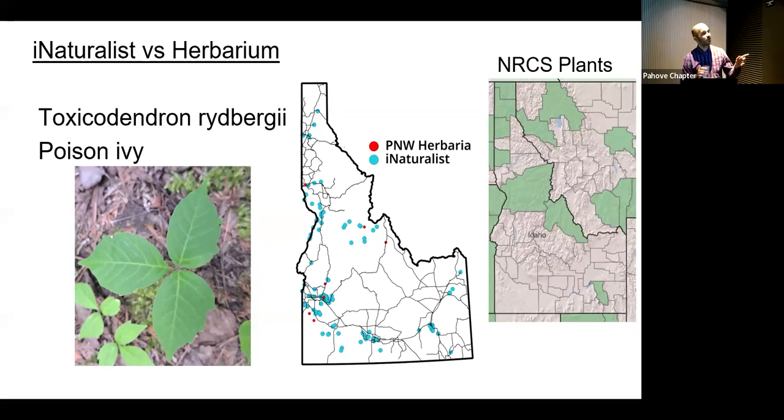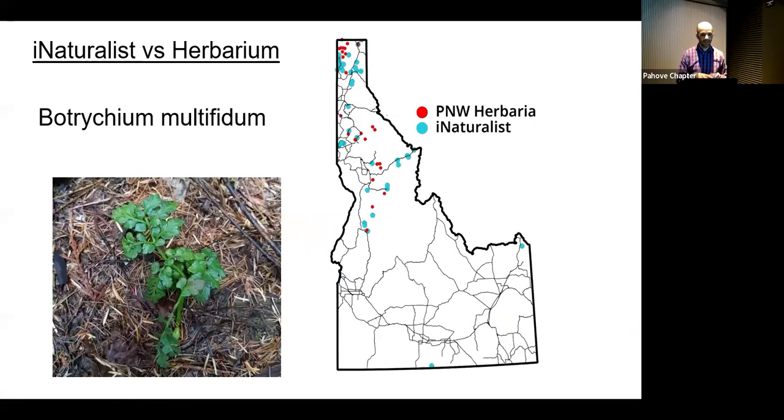Let's see, one more where it's probably preferable just to take a photo instead of making collections is poison ivy. We can see it's actually quite common, probably all along the Salmon River, especially where there are people. And it's not well represented in the herbarium databases. I also checked, and it's not well represented on the NRCS plants database either. So this really needs to be updated with some more counties on here, because it's definitely everywhere in southern Idaho.